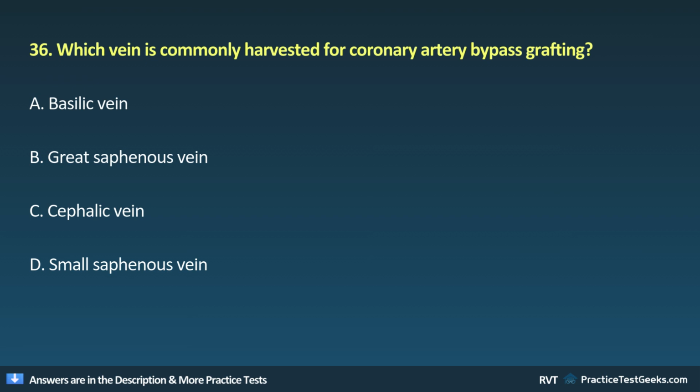36. Which vein is commonly harvested for coronary artery bypass grafting? A. Basilic vein. B. Great saphenous vein. C. Cephalic vein. D. Small saphenous vein.